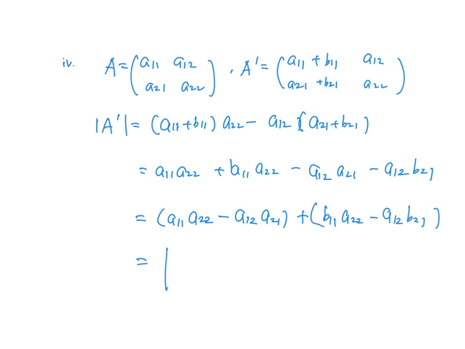The first one is a determinant of A11, A12, A21, A22, plus this is the determinant of a new matrix in which the original column has been replaced. The second one is a determinant of a matrix in which the original column has been replaced by this new column, right? And then you can do the same thing for the row.